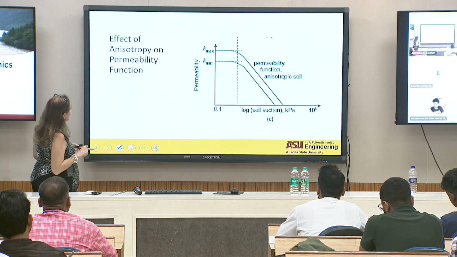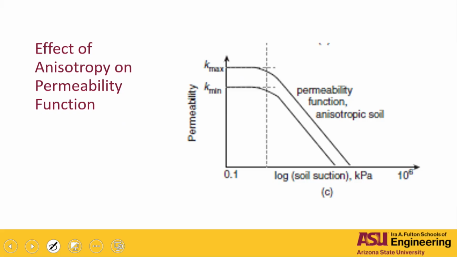This is the effect of the anisotropy on the permeability function. Usually if you have any deposited layer system, or any deposit of one layer, the permeability in the horizontal direction and the permeability in the vertical direction are going to be different. It's deposited. Which one is higher? The horizontal, right? 5 to 10 times, even 15 times more than the vertical.